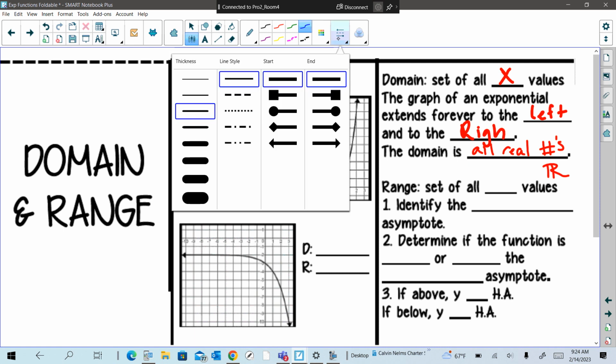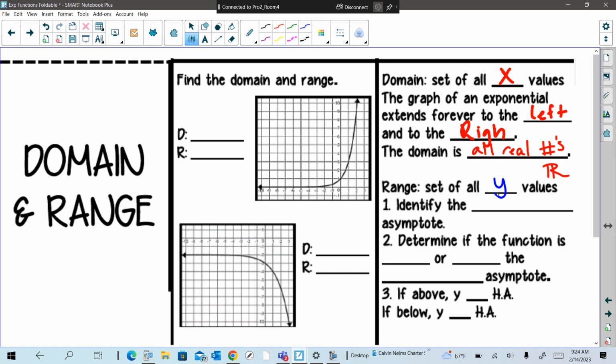Now, your range, since that represents the y values, in order to find the range, you have to first identify the horizontal asymptote. Then determine if the function is above or below the horizontal asymptote. Do I see that graph above or below that horizontal line? They abbreviate HA as horizontal asymptote. If it's above, then y is greater than. If it's below, you would use less than.